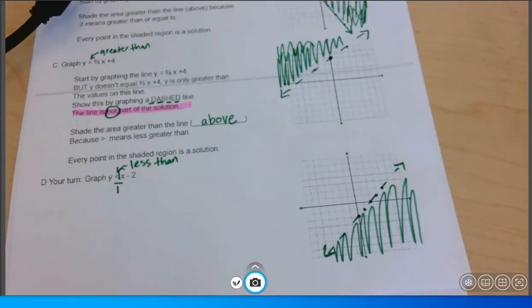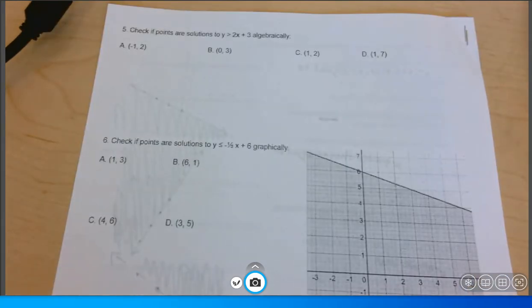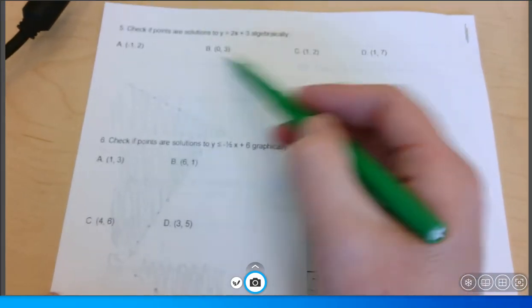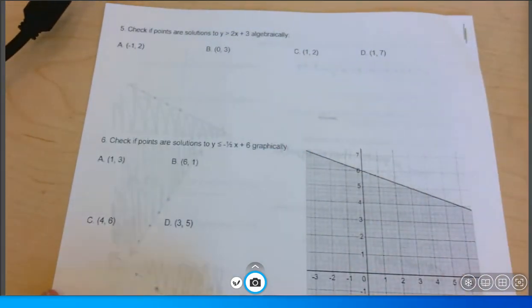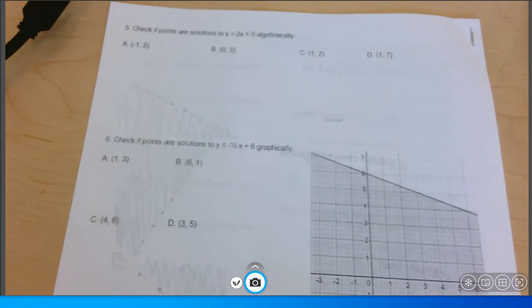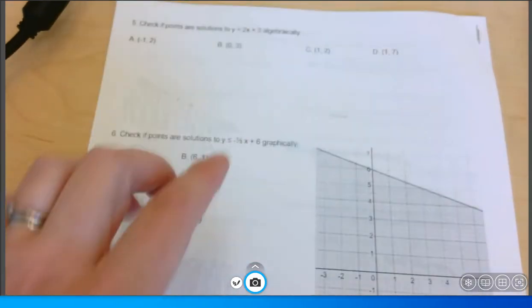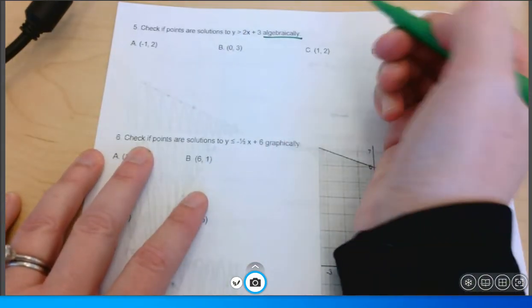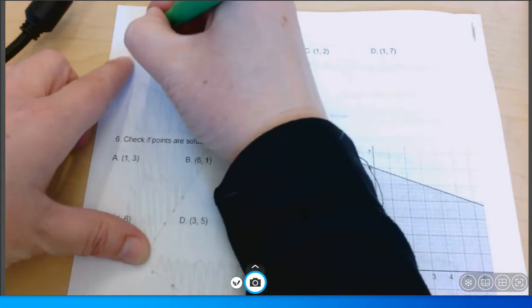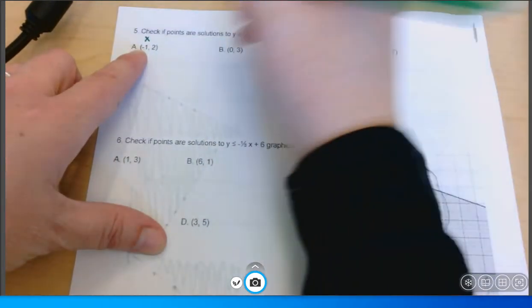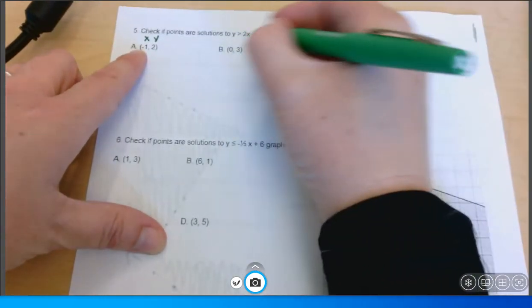All right, any questions on that page? Okay. So we are going to check and see if these points are solutions to the inequality. I want to remind you that inequalities have a lot of solutions because any point that's shaded is a solution. But we're not going to graph this one. We're going to do this algebraically. So I'm going to put -1 for the x, and I'm going to put 2 for the y in this inequality.